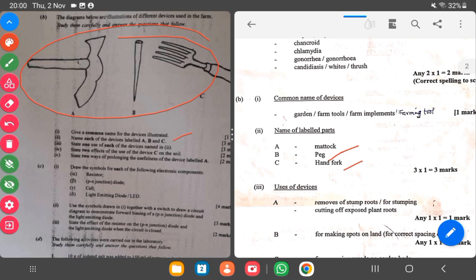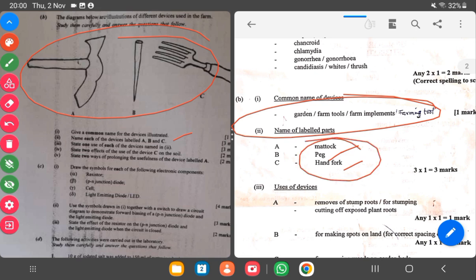The A, the B, and the C. Please just give a common name for the devices illustrated. I, name each A, B, C labeled. So the A is common farm tools or farm implements. They are found in a farm. So take note very well. This is a common name for all the devices illustrated, so the group name for them.